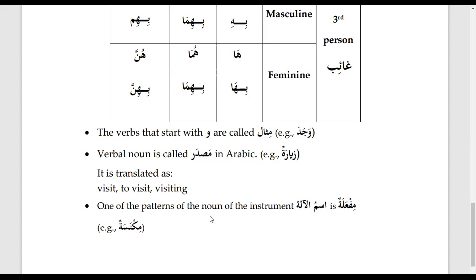And one of the patterns of the noun of the instrument, ismul ala, is mif'alatun. So one of the patterns of ismul ala is mif'alatun. For example, in this lesson, we will learn miknasatun. Miknasatun means a broom. Miknasatun. So ismul ala. Ismul ala means noun of the instrument.